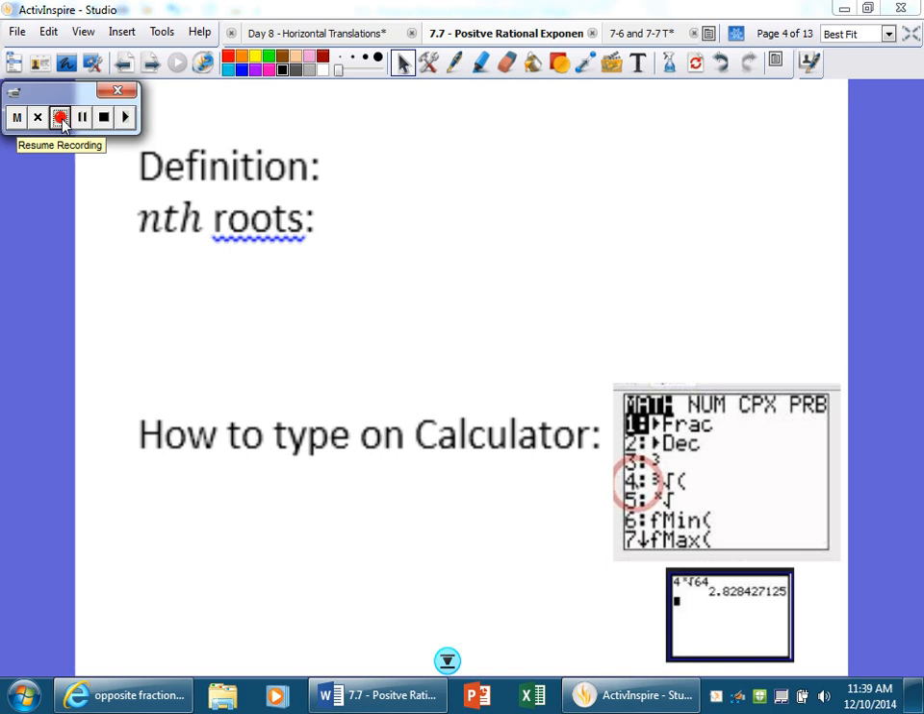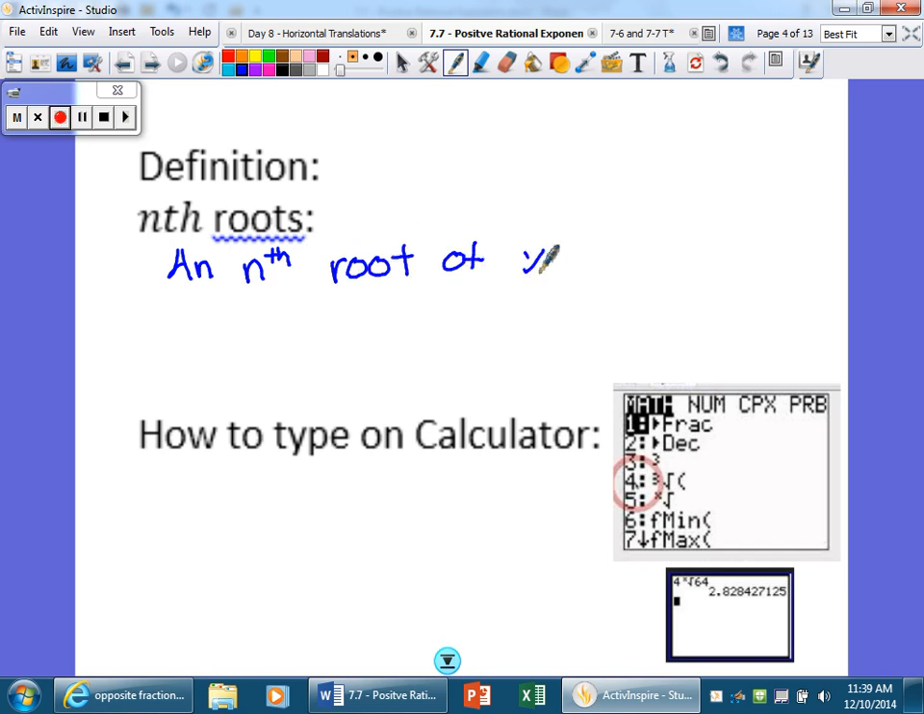Okay, so now we're going to go over the definition of nth roots. Now, I'm going to write the definition up and then we'll go over what it means. An nth root of x is written as this, n and then x. Okay, so n stands for the root.